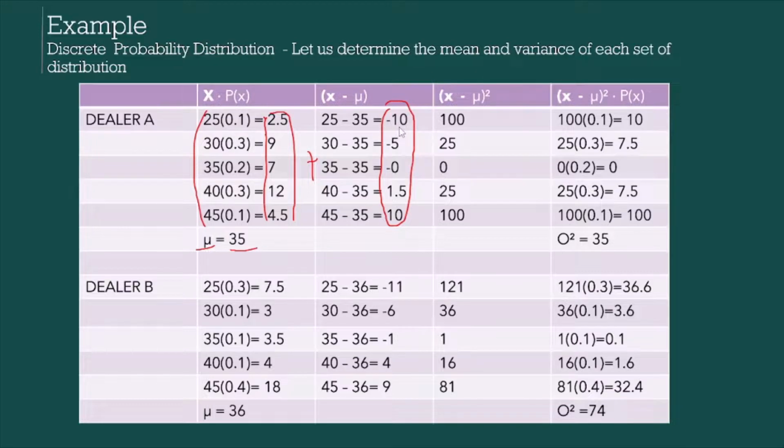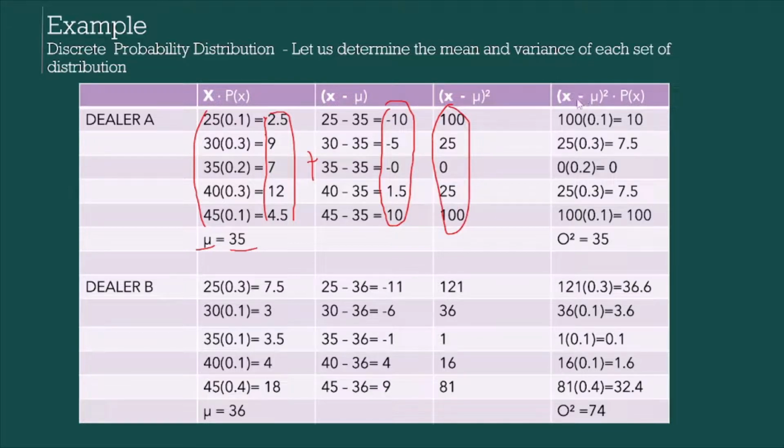So negative 10 squared equals positive 100. Negative 5 squared equals positive 25. 0 squared is equal to 0. Positive 5 squared is equal to 25, and 10 squared is equal to 100. After getting these answers, we are slowly getting to our variance.